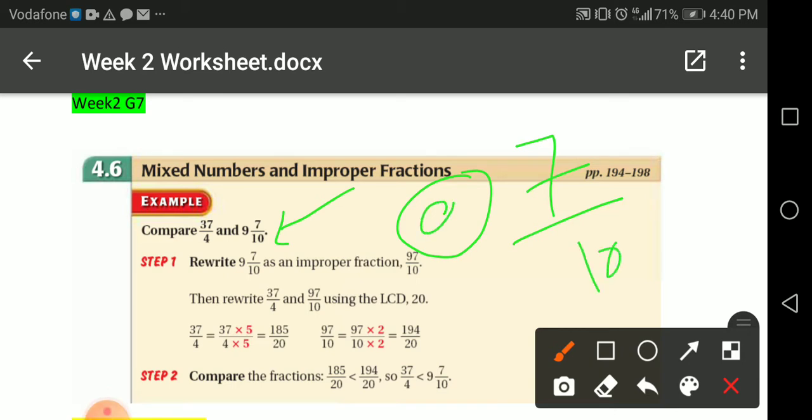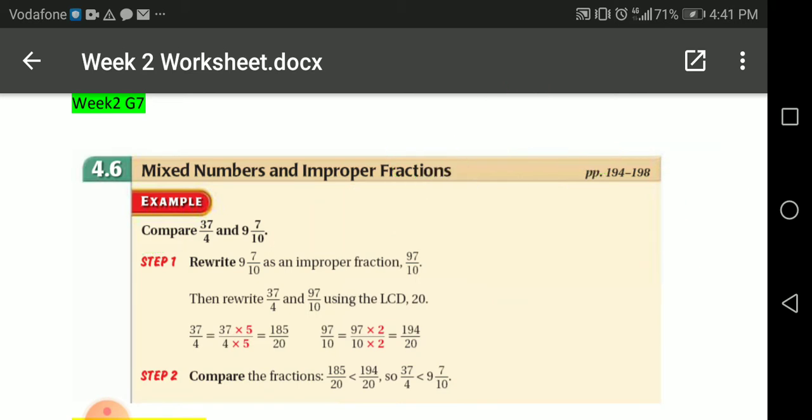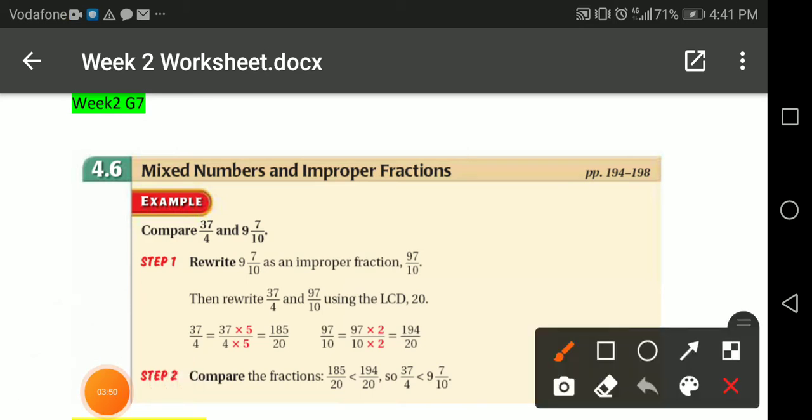How can I change the mixed number 9 and 7/10 into an improper fraction? It has a way. The denominator multiplies the number: 10 times 9 gives 90. Then add the numerator, 7: 90 plus 7 gives 97. And down I put the 10 as it is. So I got 97 over 10. And I have 37 over 4.